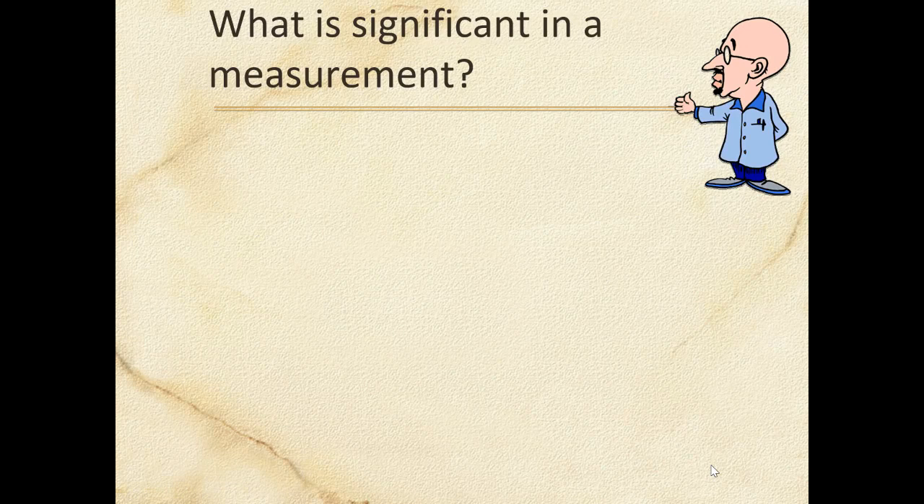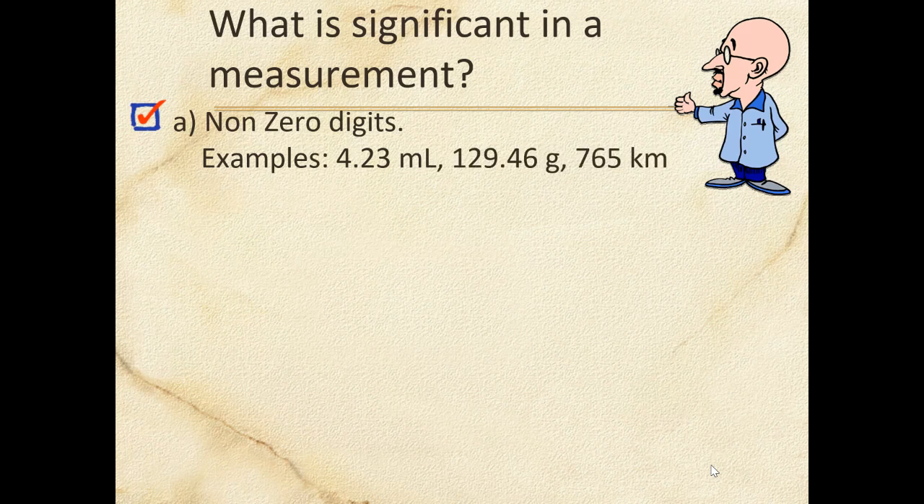So what is significant in a measurement? All non-zero digits are significant. This means in the example of 4.23 milliliters, the 4, the 2, and the 3 are all counted as significant figures. Therefore, there are 3 significant figures in that one. Similarly, in 129.46 grams, all of those numbers are non-zero numbers, so they are all significant numbers. So there are 5 significant figures in that value.